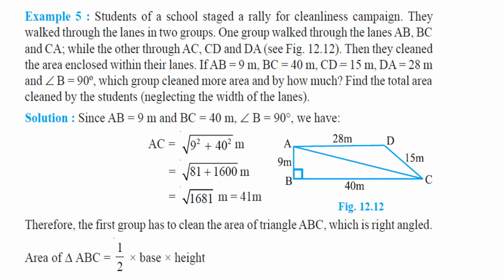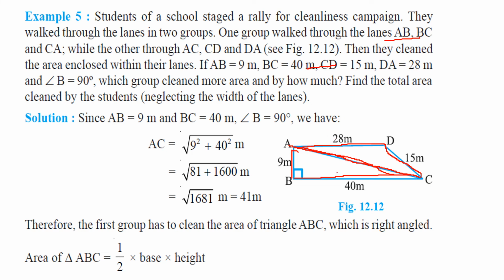Students of a school staged a rally of cleanliness campaign. They walked through the lanes in groups. One group walked through the lanes AB, BC and CA. The other took this path: AC, then CD, then DA. Then they cleaned the area enclosed within their lanes.